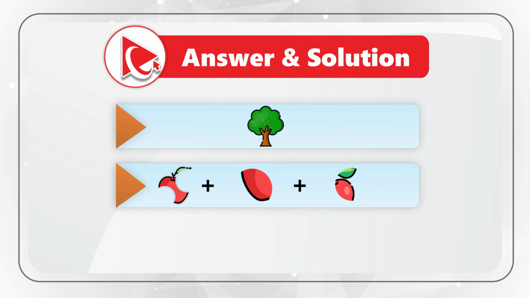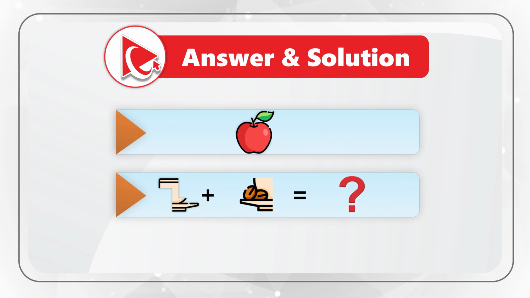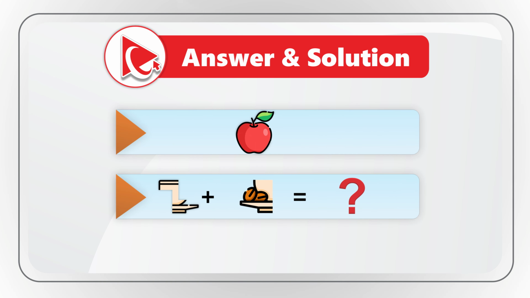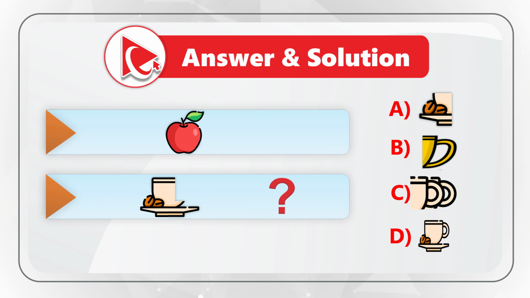The same is true for the second object, which represents an apple. If we rearrange and combine the objects, we will get a very good-looking apple. Same is true for the third object, which represents a coffee cup with coffee beans. If we rearrange the objects and select the correct choice, which is choice C, we will get a complete picture in our mind of a coffee cup and coffee beans.